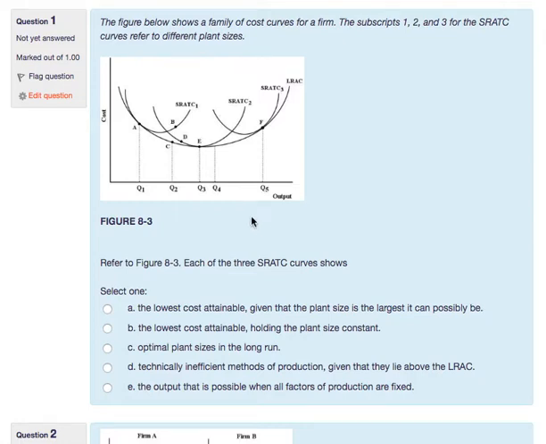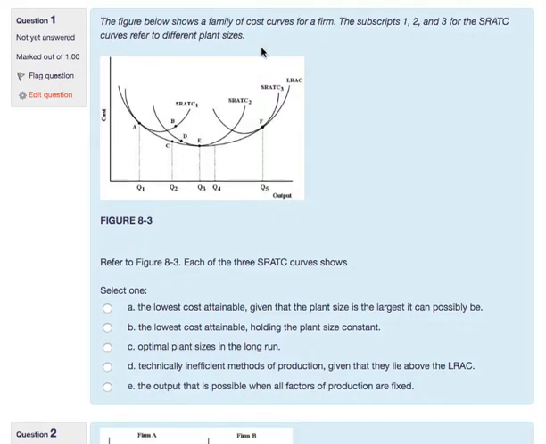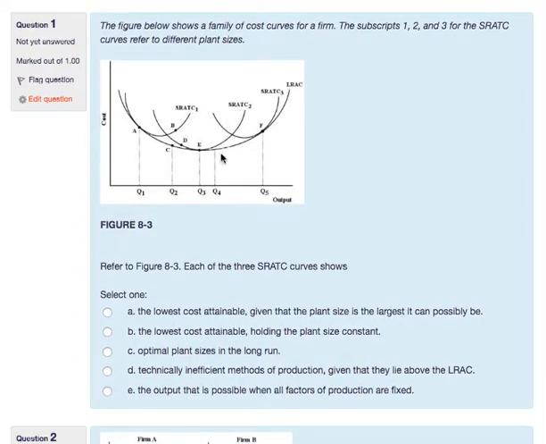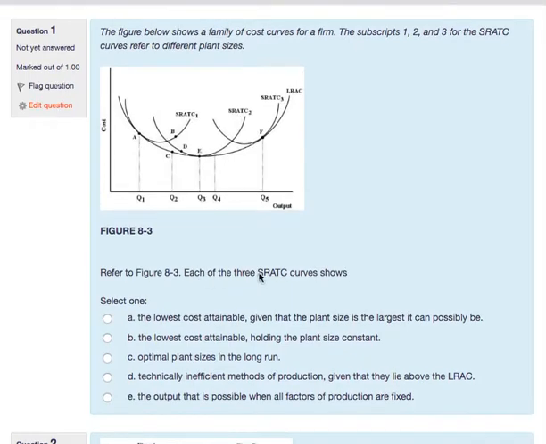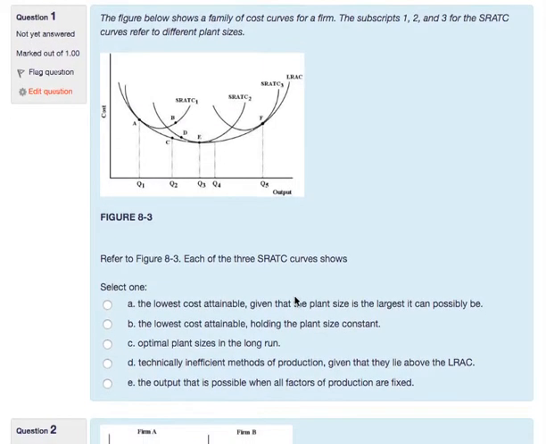So here are the answers to the practice quiz of Chapter 8. The figure below shows a family of cost curves for a firm. The subscripts 1, 2, and 3 for the short-run average total cost curves refer to different plant sizes. Refer to figure 8.3. Each of the three SRATC curves shows what?